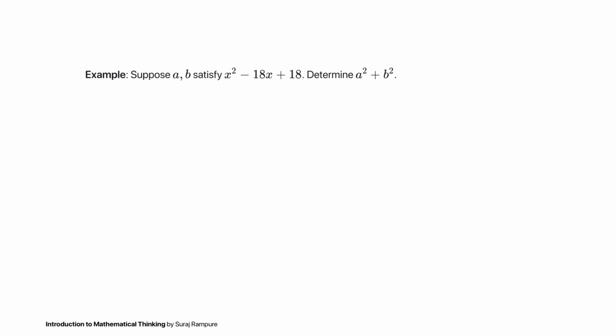So the first example I want to look at is: suppose a and b satisfy x squared minus 18x plus 18 equals 0. Determine a squared plus b squared. Okay, but the point of this is to not factor this or use the quadratic formula, but use what you know from Vieta's formulas to determine this. So I'll give you a minute or two to try and work this out. Using the quadratic formula would get really ugly because the roots are not integers, right? Because I think this doesn't factor with the regular factoring techniques that we've seen, if I remember correctly.